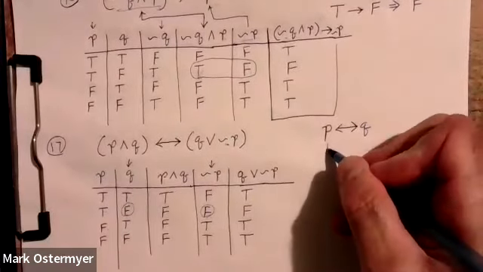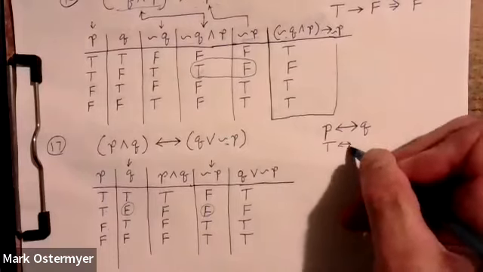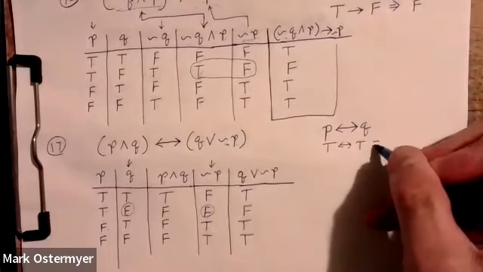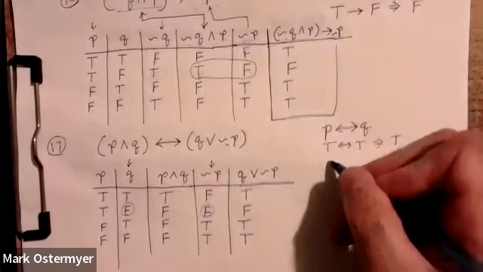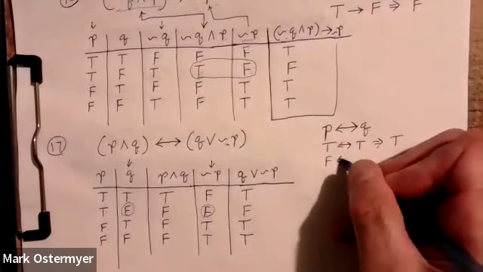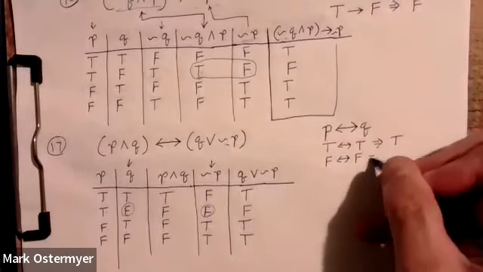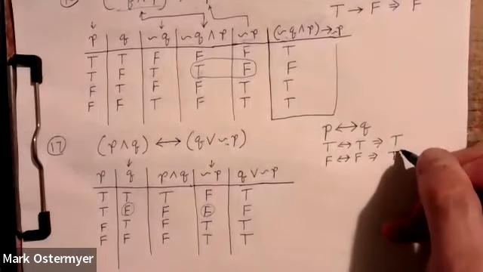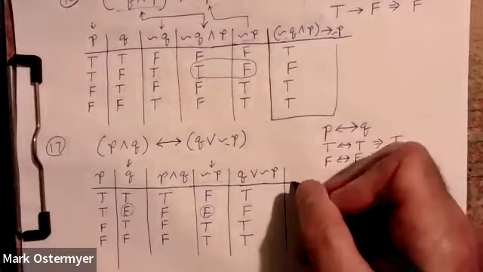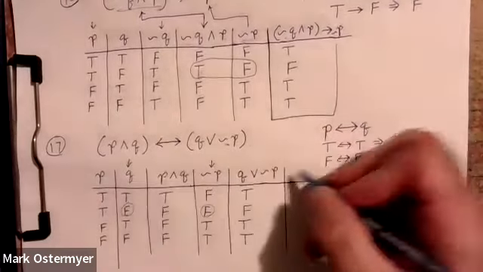If both statements are true, then a biconditional is true. If both statements are false, then a biconditional is also true. Other than that, a biconditional is always false. So my last column is going to be the entire statement, the biconditional.